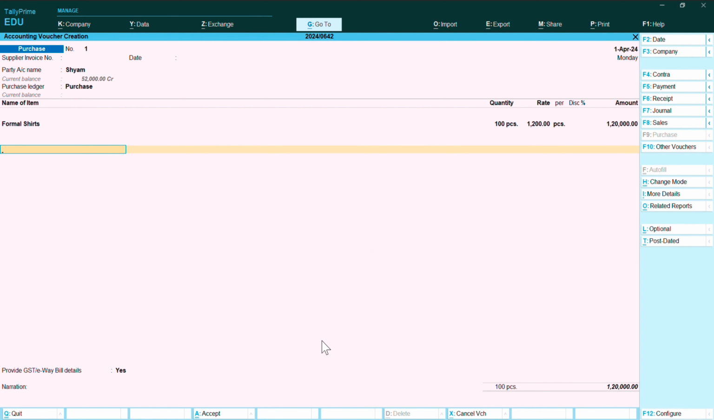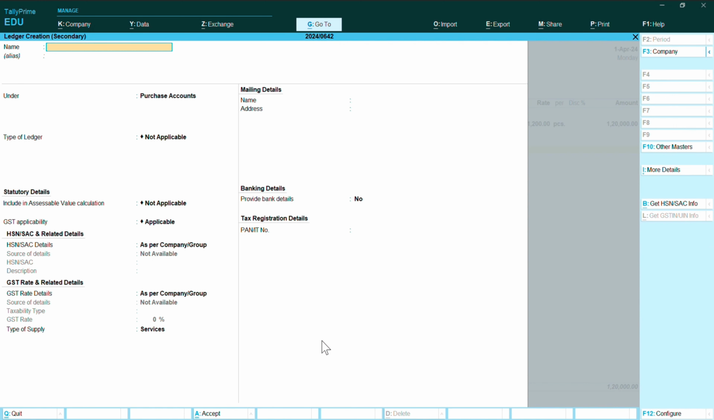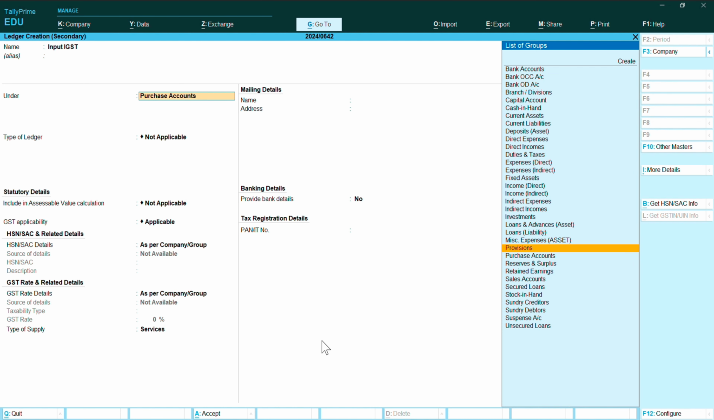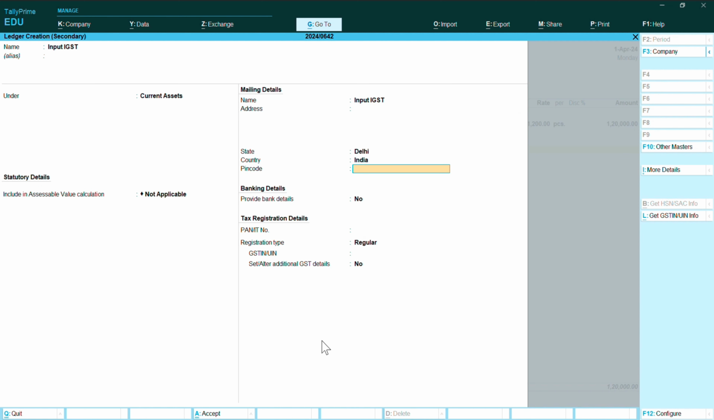Here I have included input GST in current assets. But the teacher said that we have to include it in duties and taxes. Both ways are correct, but we should follow our teacher's instructions. So please include all the output GST and input GST in duties and taxes rather than including it in current assets and current liabilities.